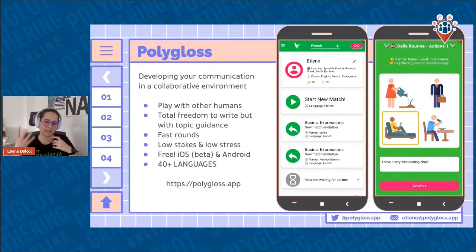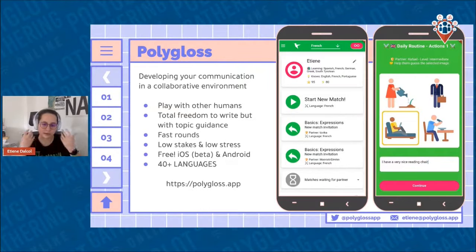When I developed Polyglots, I developed it having in mind that I wanted something where people could practice communication before they were fully comfortable joining a full conversation, right? So it's a collaborative environment where people can play an image guessing game with each other. You can talk about an image and the other person can figure out what the correct image is, right? So we have total freedom to write. There isn't a fixed correct answer to an exercise that you can only type.